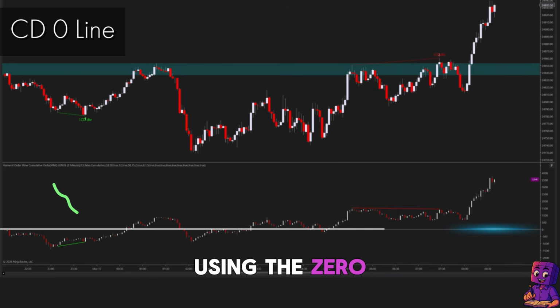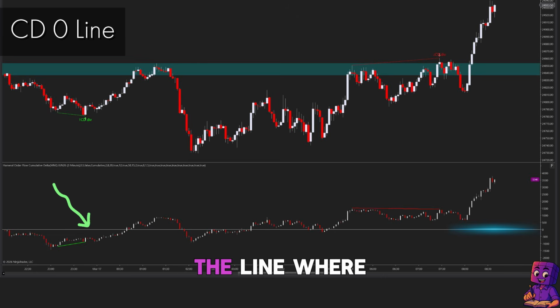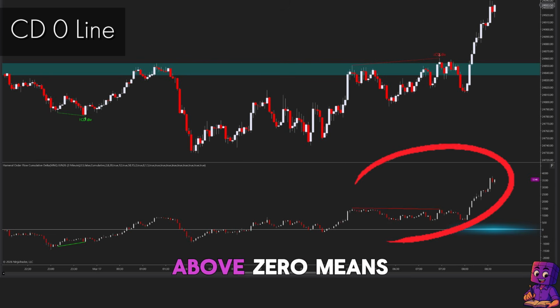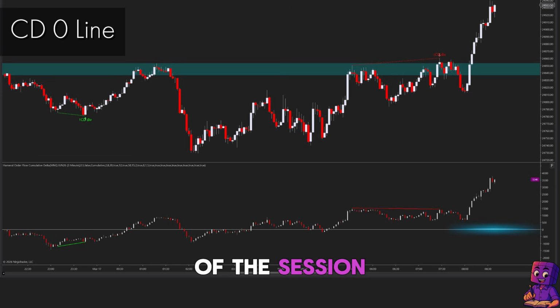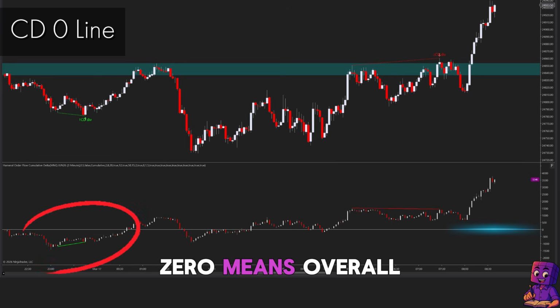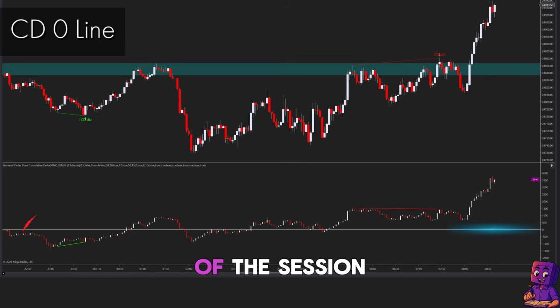Some strategies are using the zero line. Cumulative delta has a zero line, the resetting line, the line where the calculation starts, for example, at the beginning of a session. Cumulative delta above zero means overall more aggressive buying than selling since the start of the session. Below zero means overall more aggressive selling than buying since the start of the session. A lot of strategies use the zero line as a simple context filter. When cumulative delta crosses and holds the zero line, it can be a clue of a shift in control.